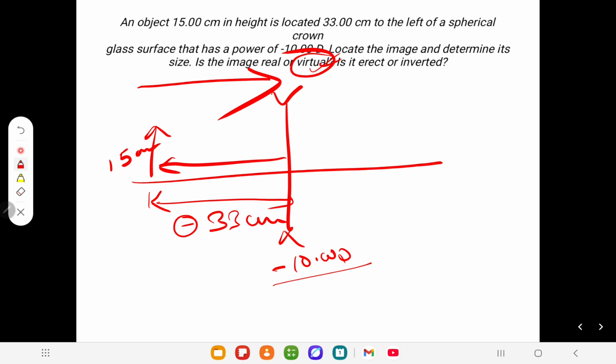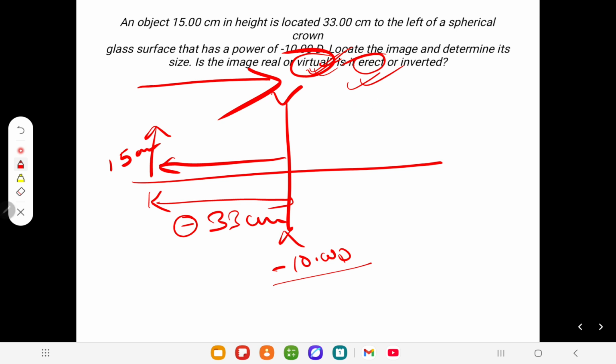Is the image real or virtual? Is it erect or inverted? So in the case of a minus lens, the image is always virtual, and the image is always erect, until and unless there are some cases, but we are not going there. Those are more complicated topics. So in this case, it's very simple as we can see.